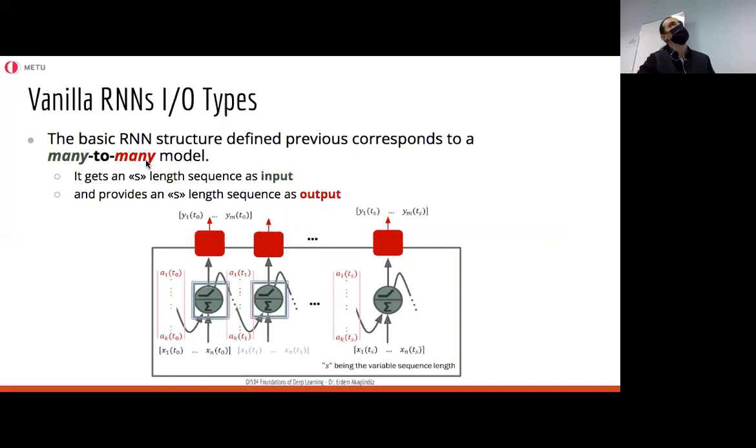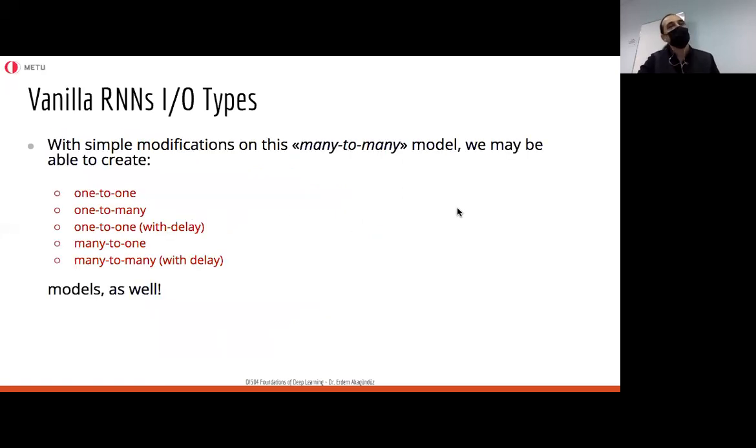Okay, so it gets an S length sequence as input, again, not S plus 1, sorry. The feature dimension is n, but that doesn't matter. And it provides an S plus 1 length sequence as output, many-to-many. Actually, the problems that we talked about, the classification, etc., all correspond to different I/O types, input-output types, which are not necessarily always many-to-many. It could be one-to-one, one element to one element. So when it's one, it is not a sequence, you may say. We are going to talk about that.